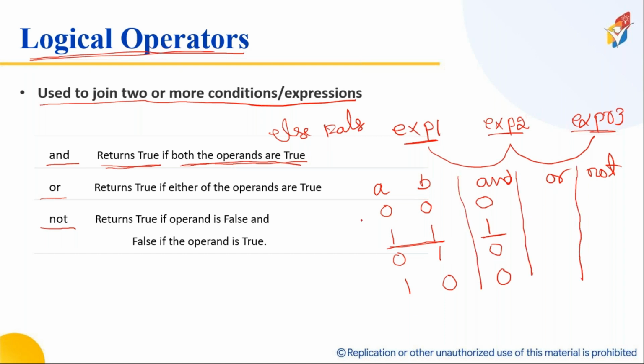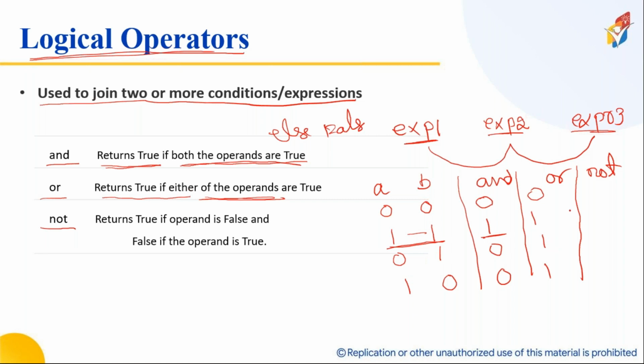Shall I go for the OR operation? Please listen carefully. The OR operation returns true if either of the operands is true. Look here, this will be true, this will be true, and this will be true. And this is 0. If any one is true, the result is true. OR means if any one is true, the result is true.